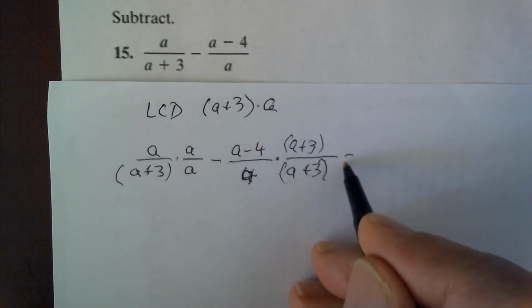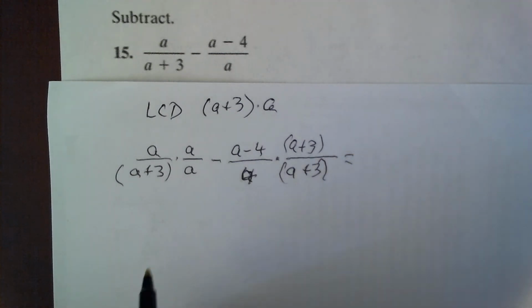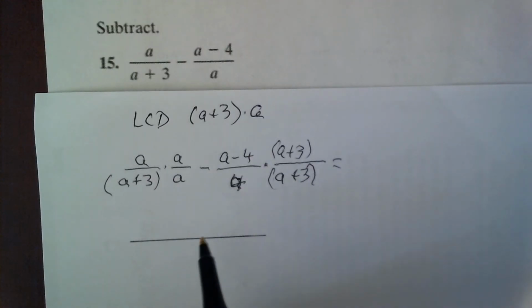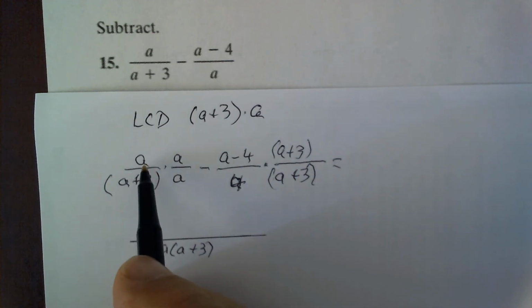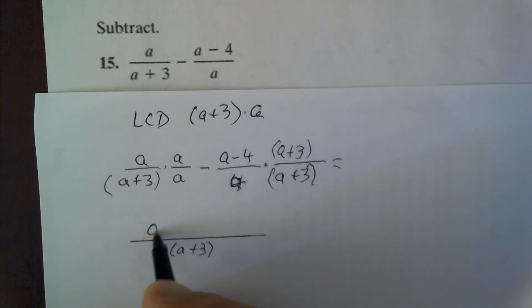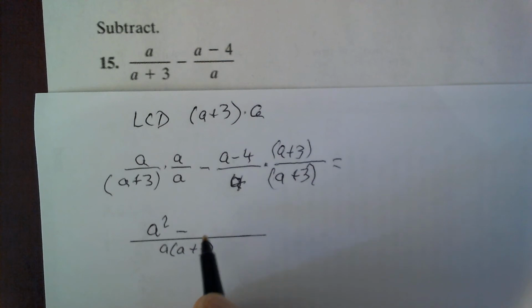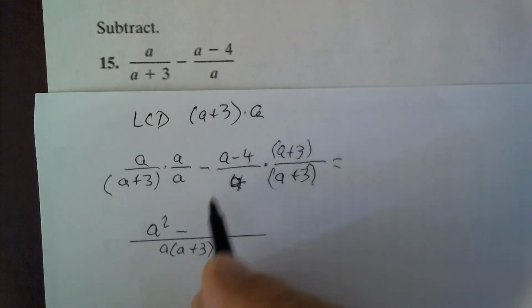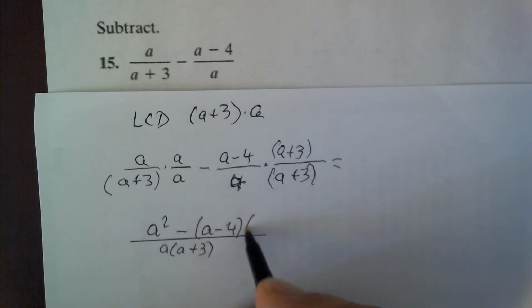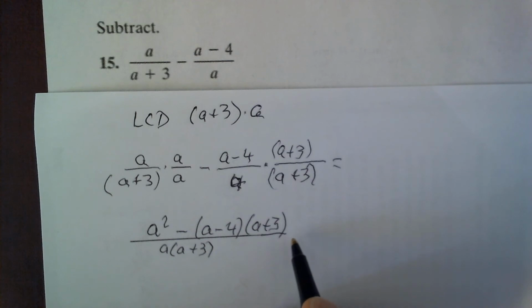And now the denominators are the same, and we can write the whole expression above the common denominator. Our denominator is a times a plus 3. And in the numerator, we have a times a, which is a squared, minus a minus 4 times a plus 3. You better do that in 2 steps.